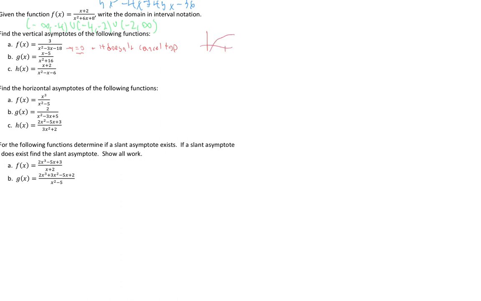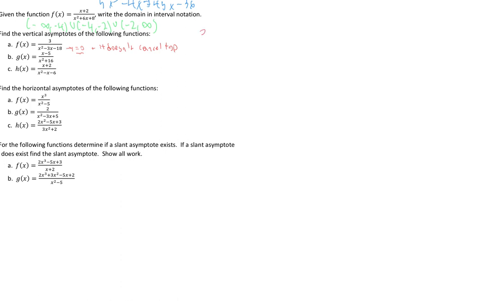So say this is where one of them is. You'll have a hole, but you won't have an asymptote. So you won't be able to include that spot in your domain. But like in the previous one, we can include it in our domain, but we won't have an asymptote there. And that's important to know.